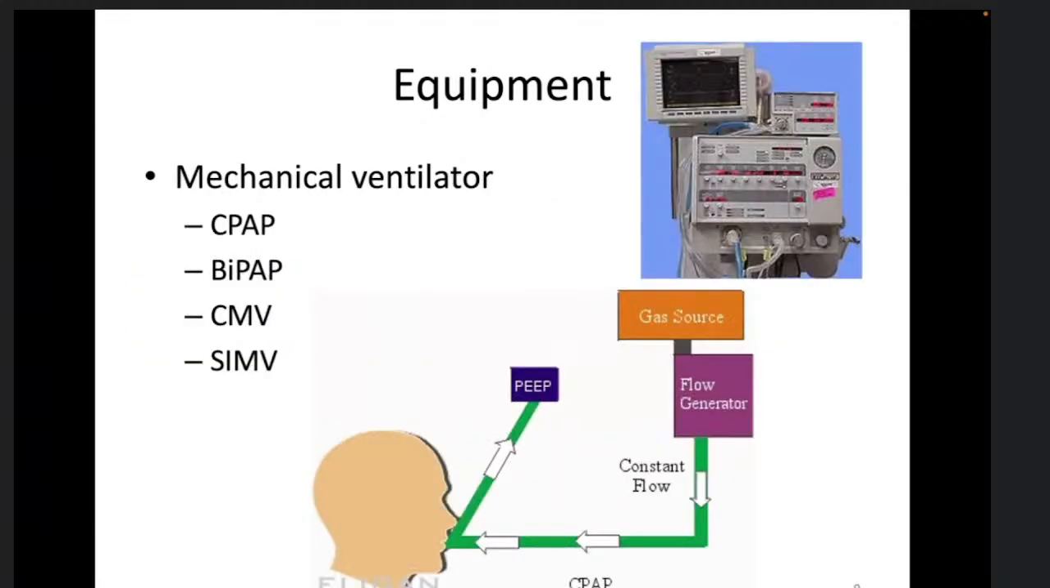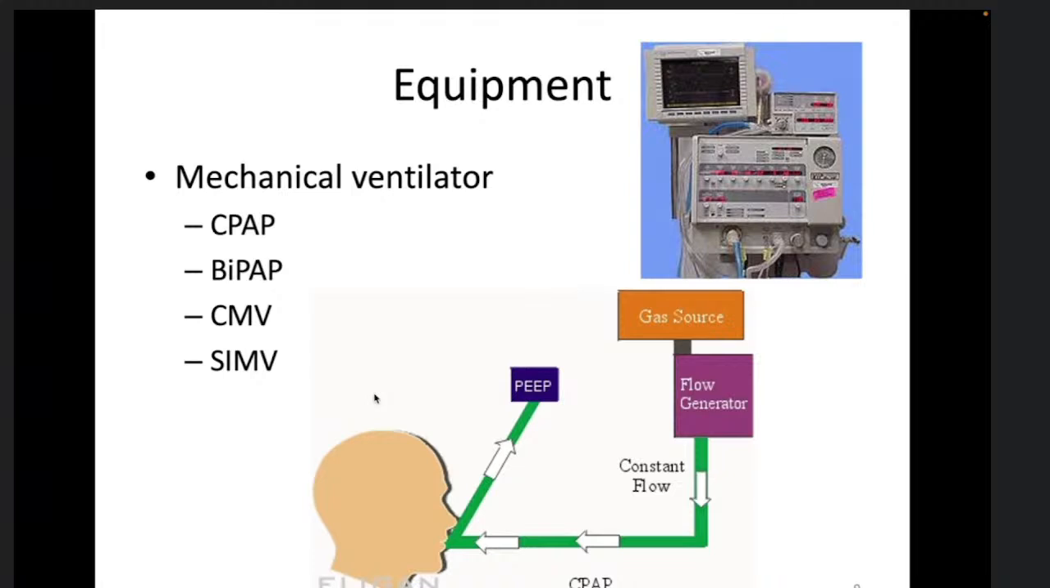Okay, other equipment: ventilator, a mechanical ventilator machine for breathing support. So there are various types of ventilator lah, depending on the severity, the mode, the breathing support to the patient. So ada yang less in terms of side effect to patient, ada yang tinggi lah, bergantung kepada ability of patient to breathe on their own.